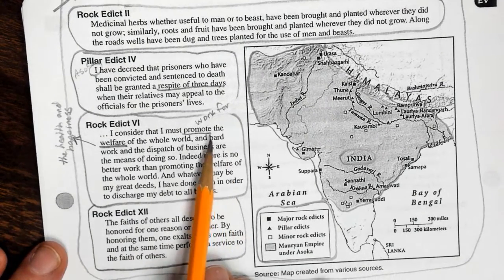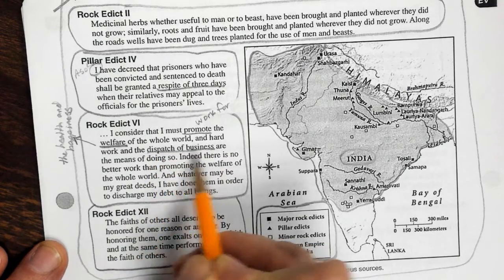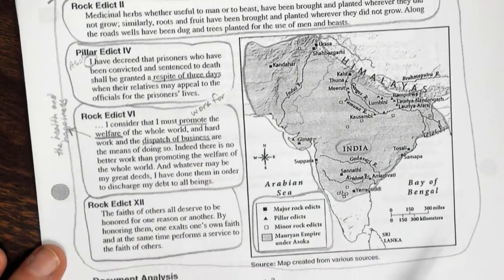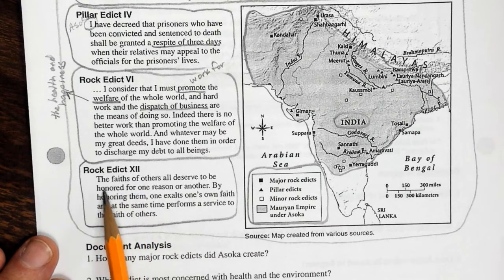Okay, now let's back this up. Hard work and the dispatch of business. And this just means taking care of business. Okay, taking care of business is the way to work for the happiness of the world. All right, and Rock Edict number 12.